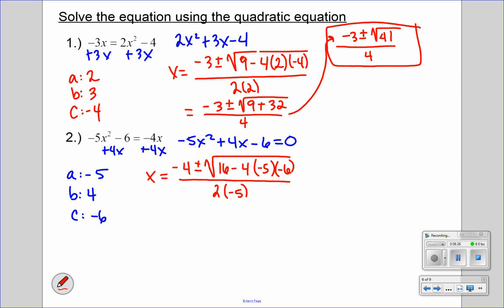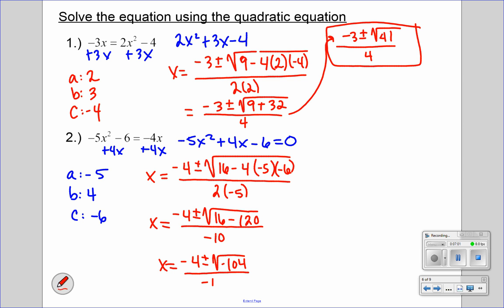So when we simplify this one, when we multiply it out, we get 16, and a negative times a negative times a negative is a negative. So it's going to be 4 times 5 times 6, which is 120, all over a negative 10. So x will equal negative 4 plus or minus the square root of 16 minus 120. And that gives us a negative 104, all over a negative 10.